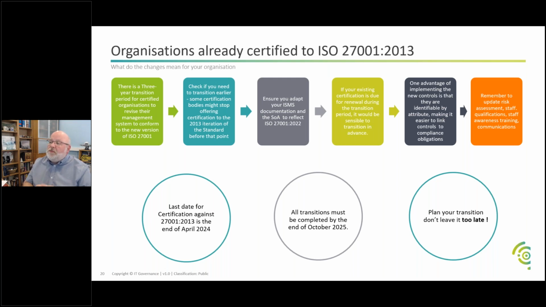All transitions must be completed by the end of October 2025. Don't leave it to the last month. Plan it now, and don't leave it too late. That is the key thing, because your 27001 certification is valid to the end of October, if that's within your timelines next year. But after that, it doesn't exist. And that's another thing just to keep an eye on. After that date, if someone says it's 27001 2013 certification they have, it's not a valid certification.